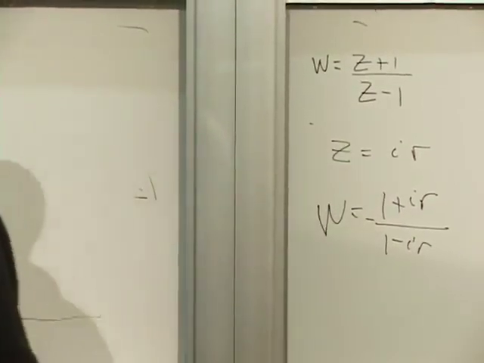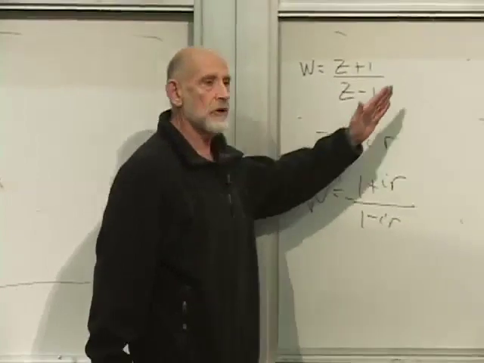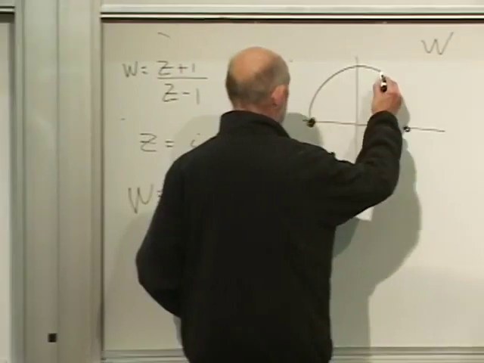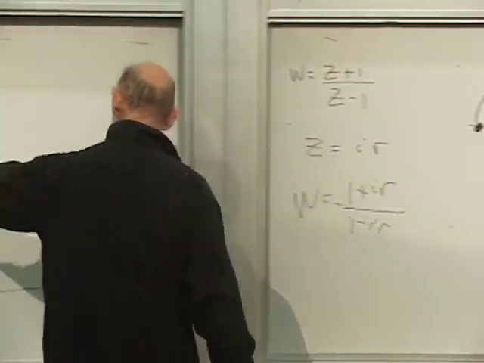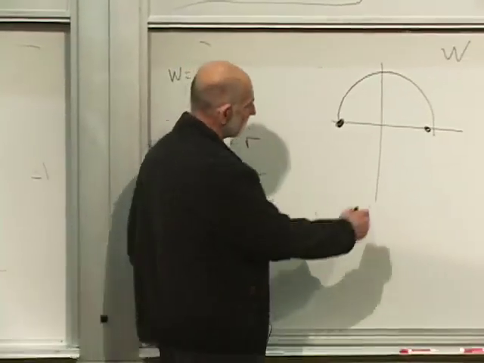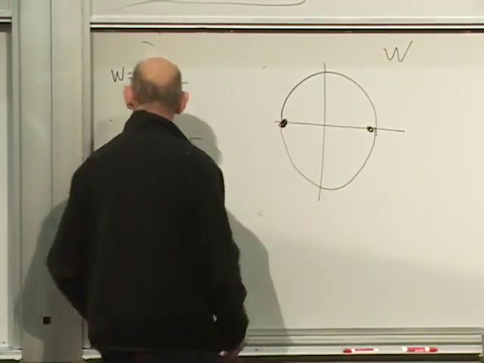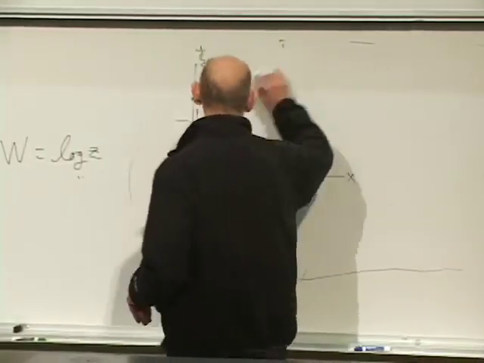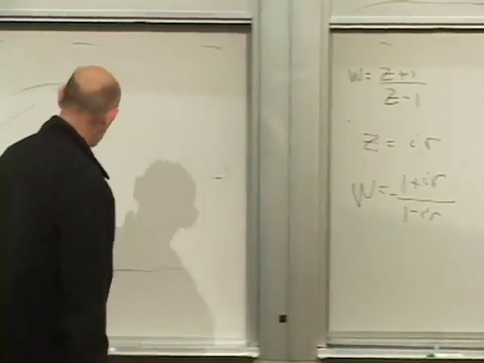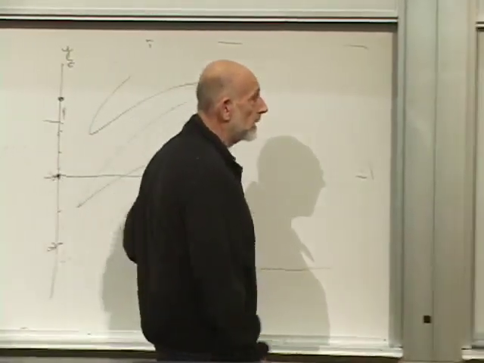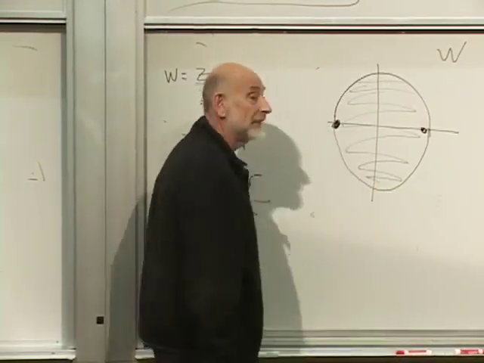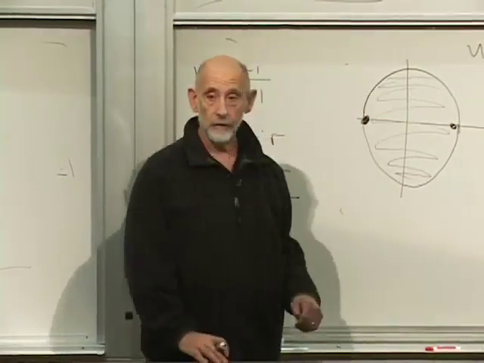So where is this upper half line here? It lies on the unit circle because it has magnitude 1. How about the lower half line here? It also lies on the unit circle. So when Z varies over the entire half plane, W varies over the unit disk. This is called a disk, the unit disk.